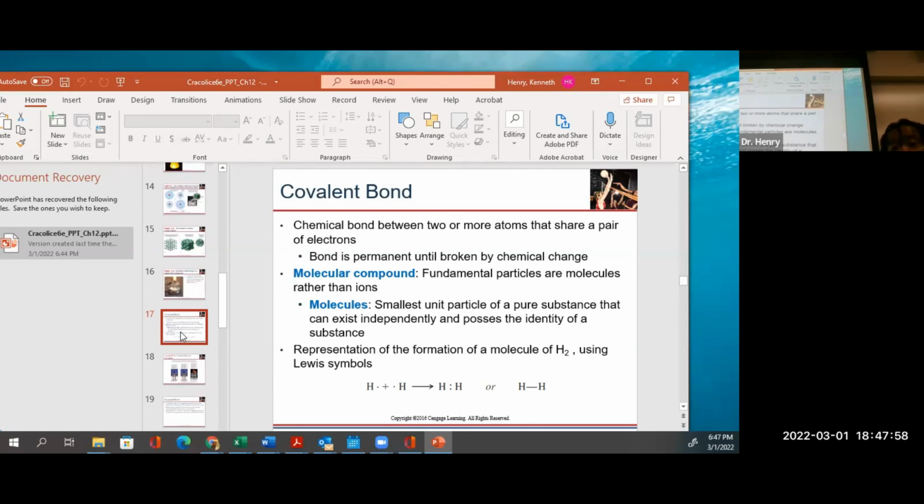Now, covalent bonds. Can you guys see this at home? Ozzy, are you guys good? Okay.